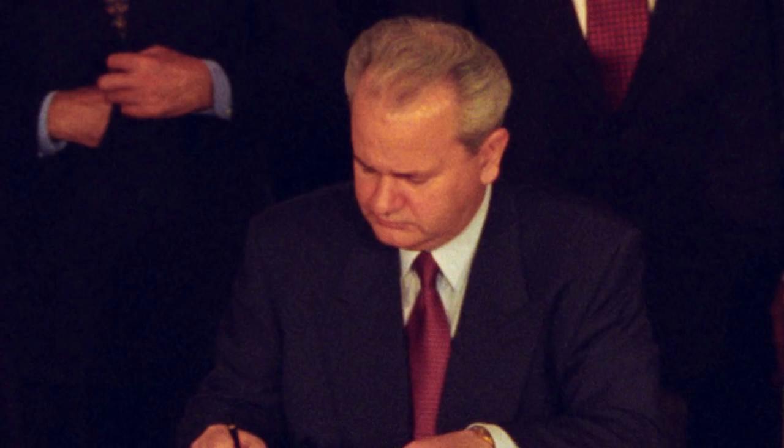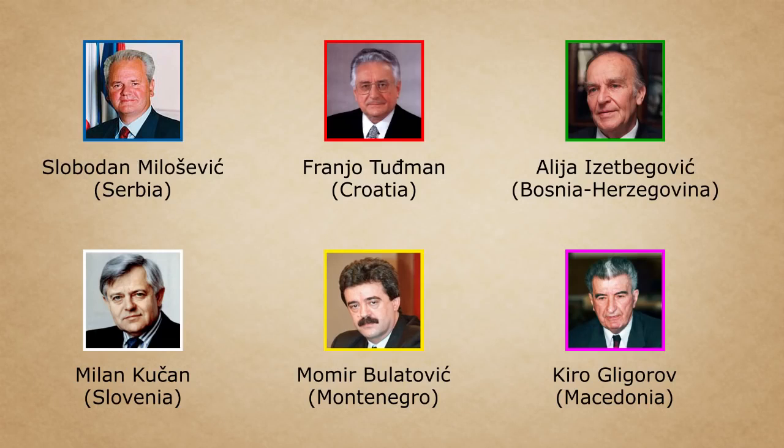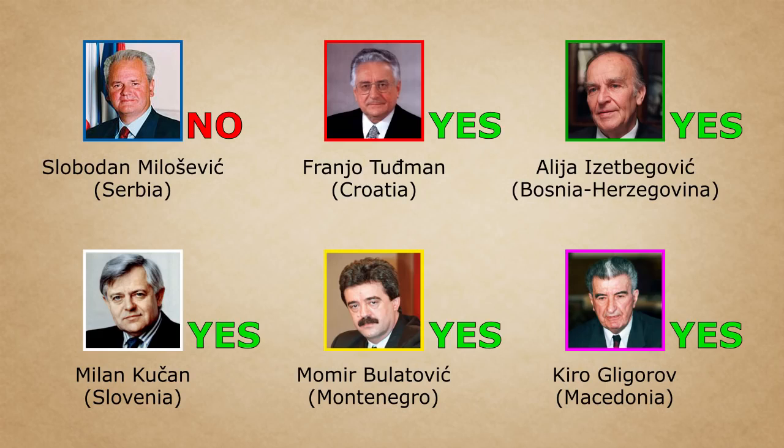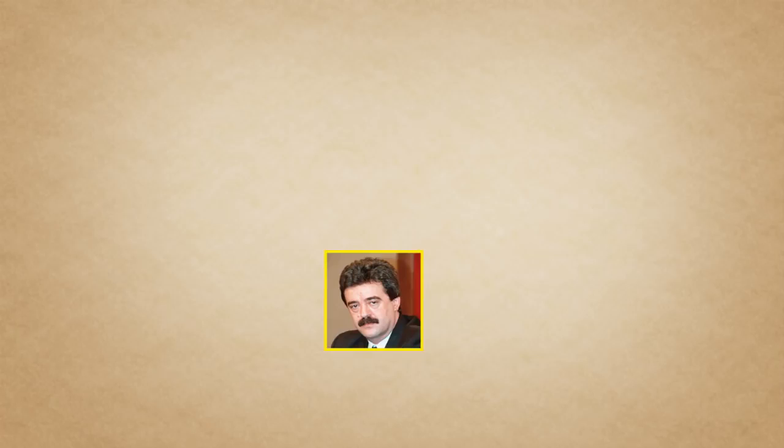The Carrington plan, though, was not just for Serbia and Milosevic, but for all the republics who voted on the plan. The plan needed 5 votes to pass. Serbia voted no, but all 5 other republics voted yes. This was surprising given that Montenegro was strongly allied with Serbia.